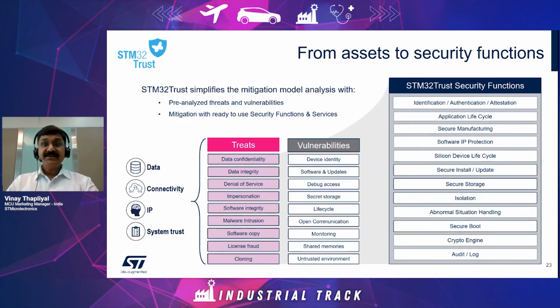Security has many layers and multiple levels. We saw its implementation depends on various factors such as product capabilities, the application requirements, and the security assurance level requirements. Therefore, STM32 Trust based its offer upon a set of scalable security functions. STM32 Trust simplifies the mitigation model: analysis with pre-analyzed threats and vulnerabilities, and mitigation with ready-to-use security functions and services.